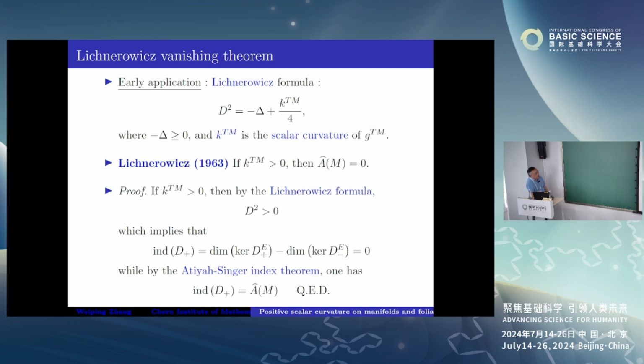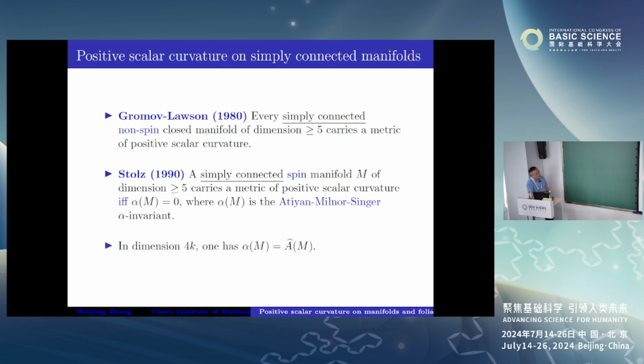It dates to 1963, and this gives the first non-trivial obstruction in the high dimensional case. There are a lot of examples of spin manifolds with non-zero A-hat genus, so on these manifolds there will be no metric of positive scalar curvature. Then a lot of people studied this basic question. The next result I will mention is that Gromov-Lawson, around the beginning of the 1980s, proved that every simply connected non-spin closed manifold of dimension greater than or equal to 5 indeed carries a metric of positive scalar curvature.